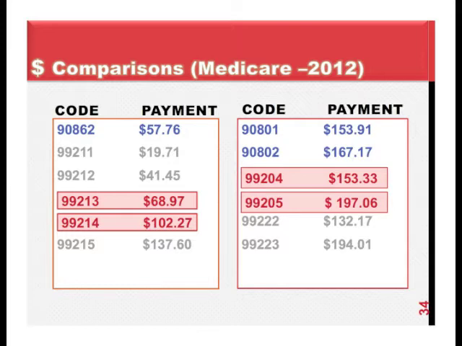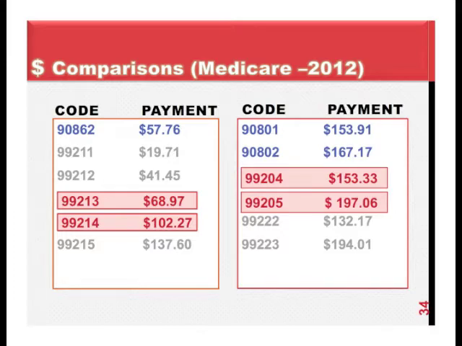Now, if we look at the evaluation codes, again, in 2012 dollars, you got $153.91 for 90801 and a little bit more for 90802. But if you look at 99204, which is typically a 45-minute session, probably not as complex as most of our initial evaluations, you still got a little bit less. It's almost the same. And for 99205, which is probably the most typical correlation, you got $197.